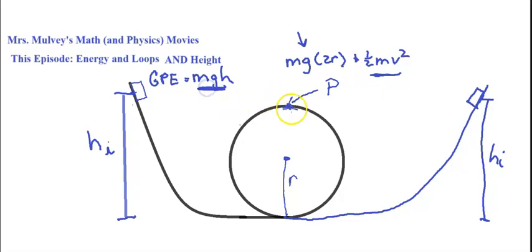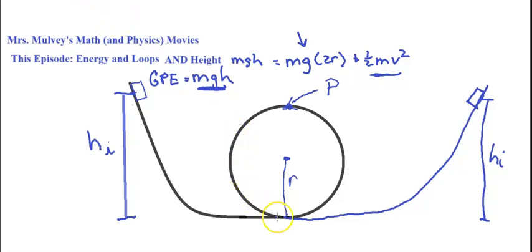Because one more time, the energy right here, these two put together equal the mgh, the initial energy in the system. That means the initial energy in the system is more than the gravitational potential energy at this point, and it's more than the kinetic energy at this point.